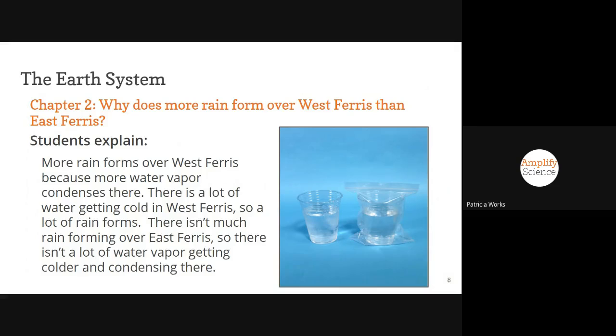In this chapter, students investigate and observe how drops of water form and then use the SIM and modeling tool to create digital nanoscale models of how raindrops form and where water vapor comes from. At the end of Chapter 2, students are able to explain that more rain forms over West Ferris because more water vapor condenses there. During condensation, water vapor gets colder and turns into liquid water. There's a lot of water getting cold in West Ferris, so a lot of rain forms. There's not a lot of rain forming over East Ferris, so there's not a lot of water vapor getting colder and condensing into liquid water there.